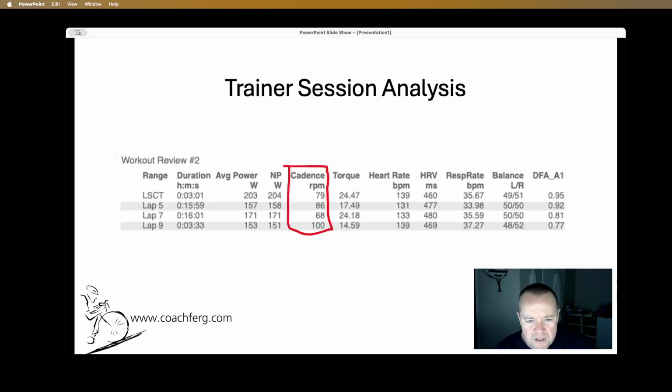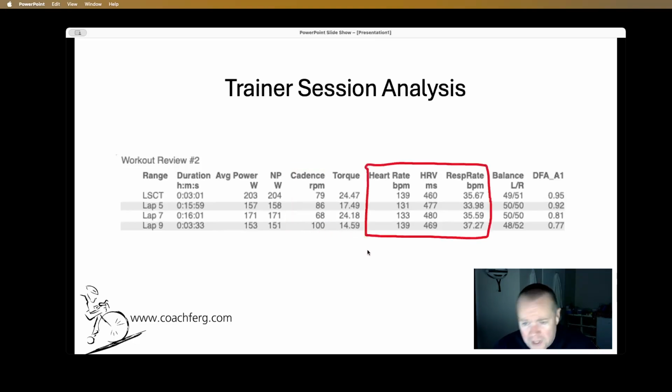Cadence: threshold cadence, high torque and low cadence, low-ish torque and high cadence. So if we look at the torque, I didn't highlight that, but at 86 RPM, 17.49 newton metres, 68 RPM, 24.18 newton metres, and at 100 drops right down to 14.59.